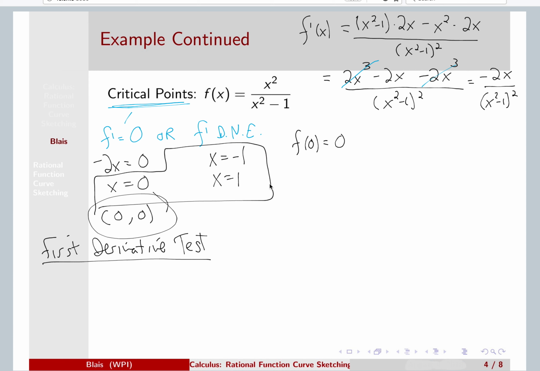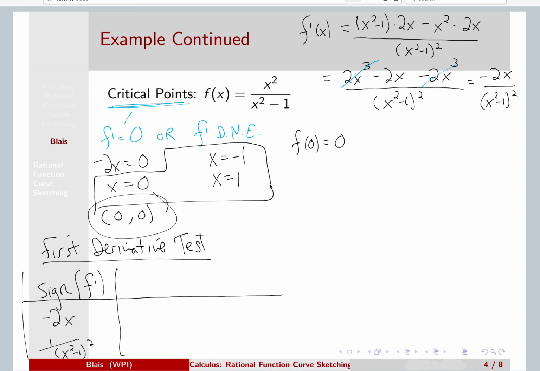Let's set up our analysis for the sign of the first derivative. And we could say that f prime is written as the product of minus 2x and 1 over the quantity x squared minus 1 squared. And then we have these critical values of x equals minus 1, 0, and 1.